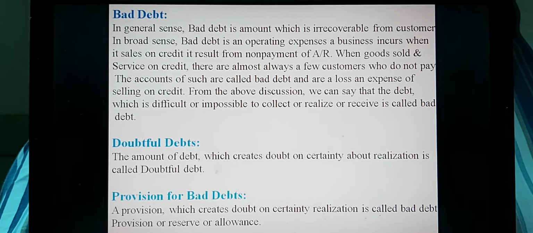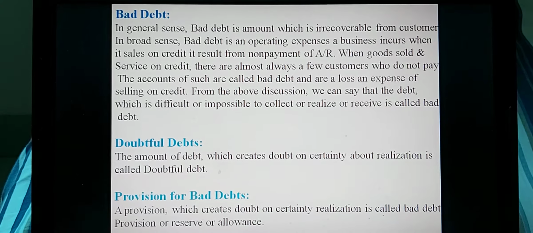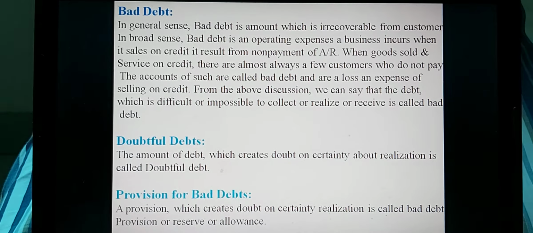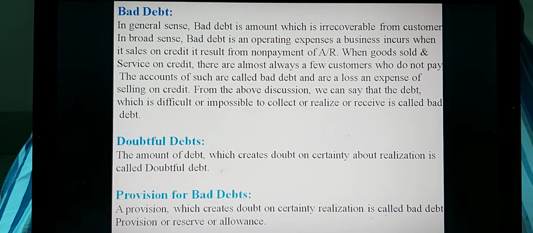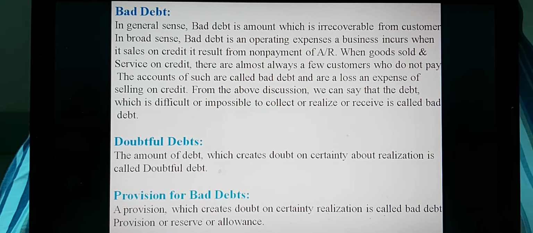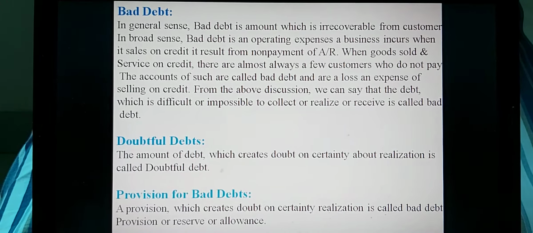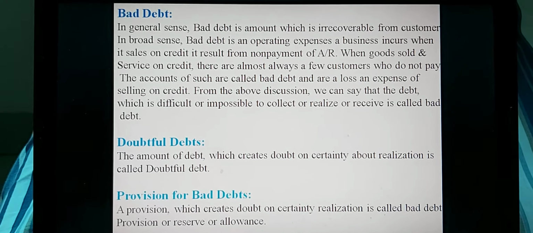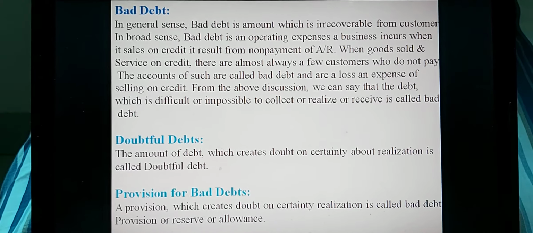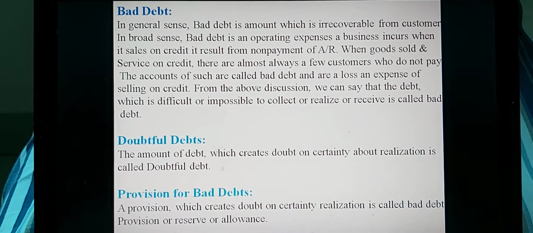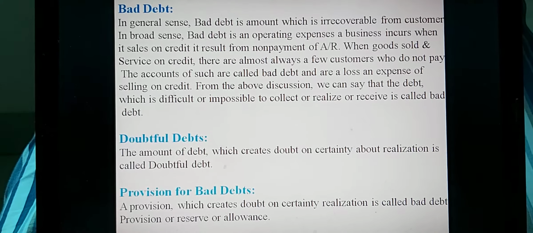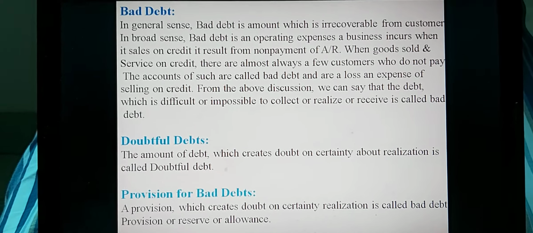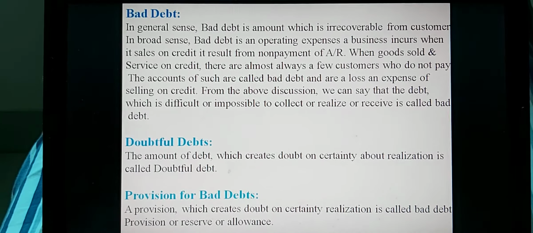Second one is doubtful debt. The amount of debt which creates doubt or uncertainty about realization is called doubtful debt. Third one, provision for bad debt. A provision, reserve or allowance for debts whose realization is uncertain is called bad debt provision, bad debt reserve or bad debt allowance.